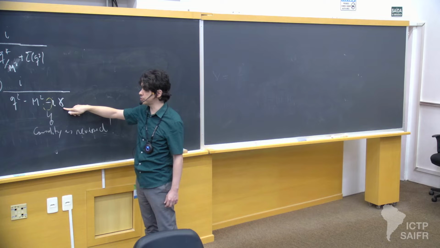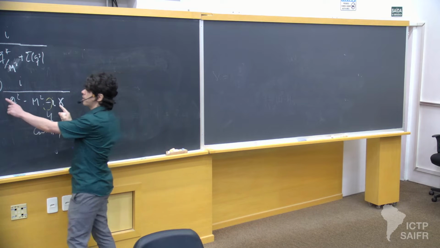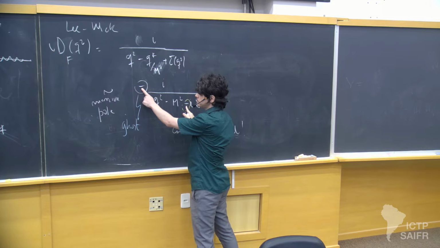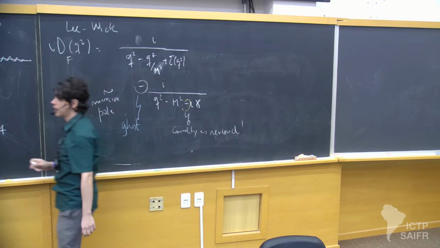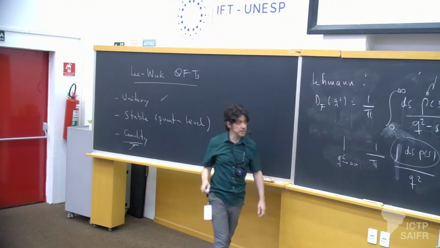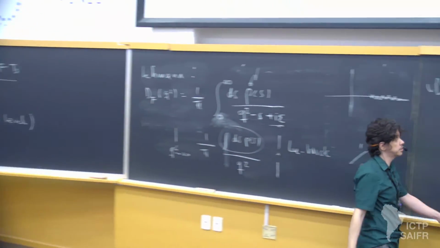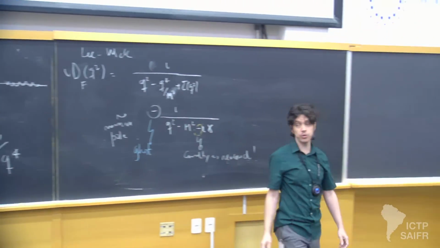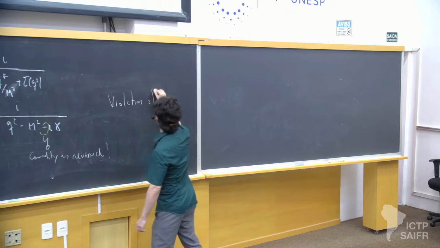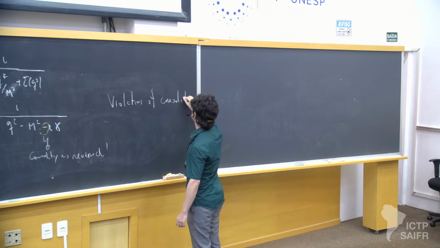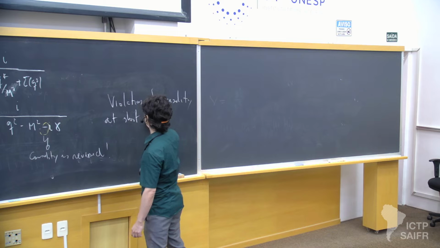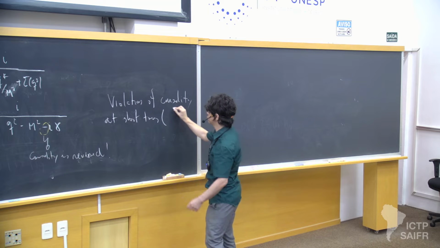So we have two features here. The fact that you have two different signs in here, two unusual minus signs, is the key feature that allows us to prove unitarity. But at the same time, the minus sign here is telling us that we have violation of causality. Violations of causality at short times of order of the inverse of the width.